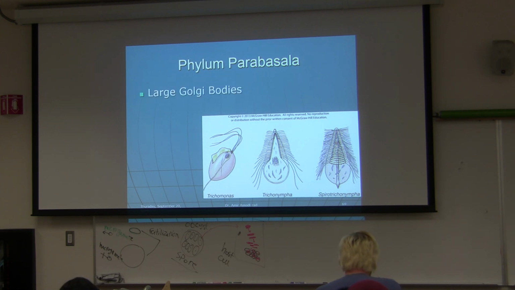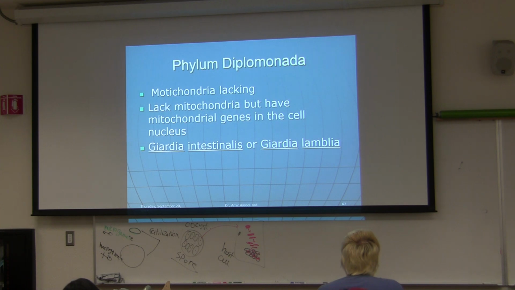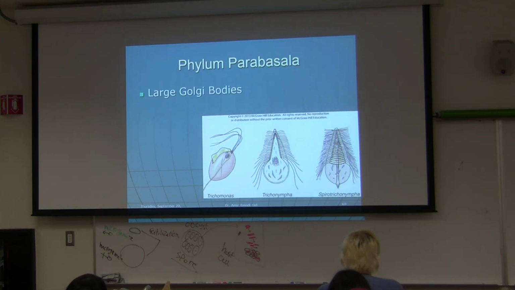Parabasalia. Large Golgi bodies, unlike the last phylum. The phylum Diplomonadida does not have any Golgi, but these guys have large Golgi bodies. And then Trichomonas vaginalis is the only protozoan we are studying that is an STD, a sexually transmitted disease. It is easy to treat, but it causes foul smell and discharge. Those are not bleeding discharge, and it is transmitted by sexual contact. That's the only one we are studying.